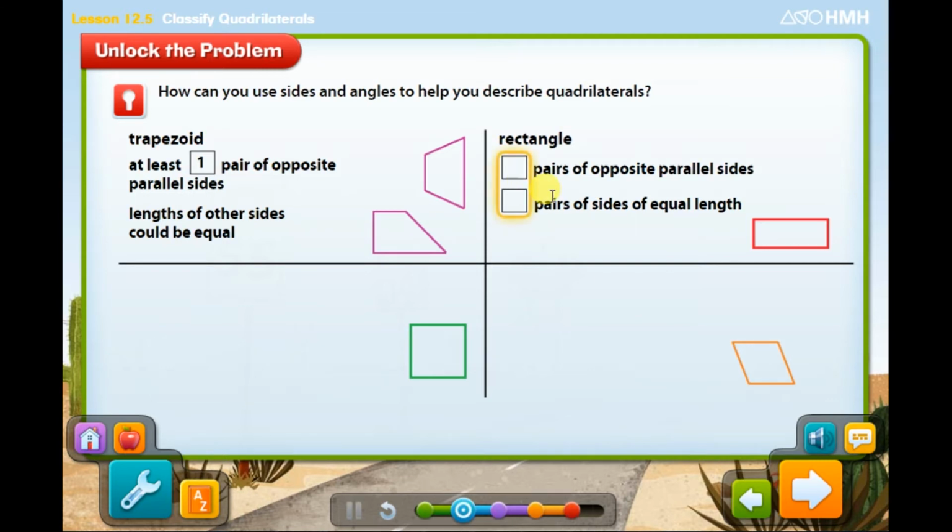So in this case, it has two pairs of opposite parallel sides and two pairs of equal length sides. How many right angles does the rectangle have? We know that a right angle is the angle formed between two line segments, and its shape looks like a square angle. So, is this angle like a square angle? Yes.